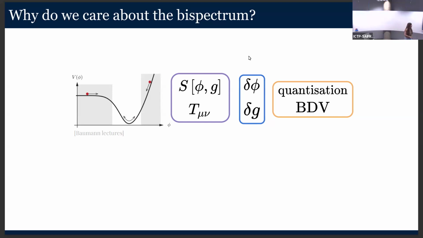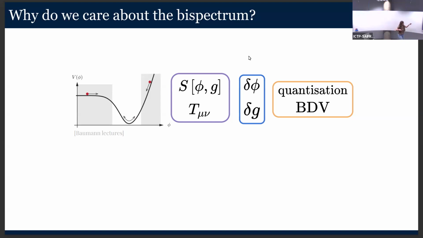And you also need to do a quantization of this quantum field, and you assume certain initial conditions, so you assume that this field starts from the vacuum. And what the bispectrum has to do with it.